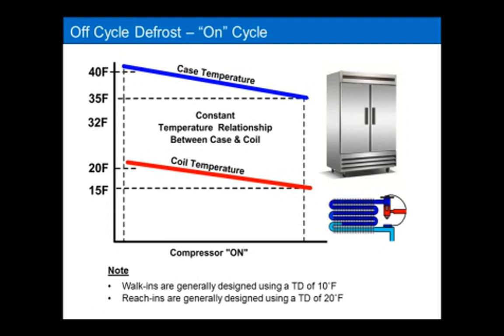So as the picture shows here, as my coil temperature drops, so does my case temperature. And I can control my entire system operation by just simply monitoring coil temperature. When my coil temperature gets down to a low level, that will equate to a low level in my case temperature, and I cycle the unit off.